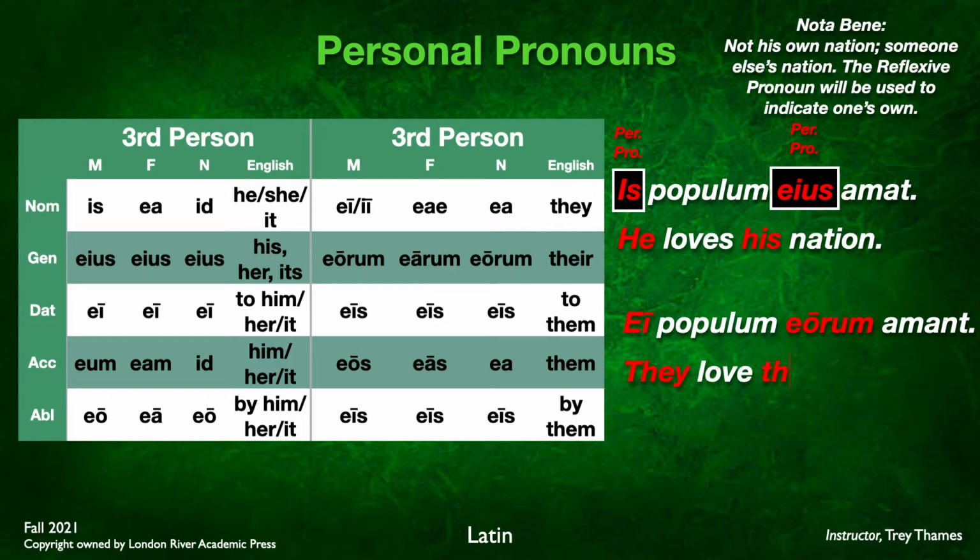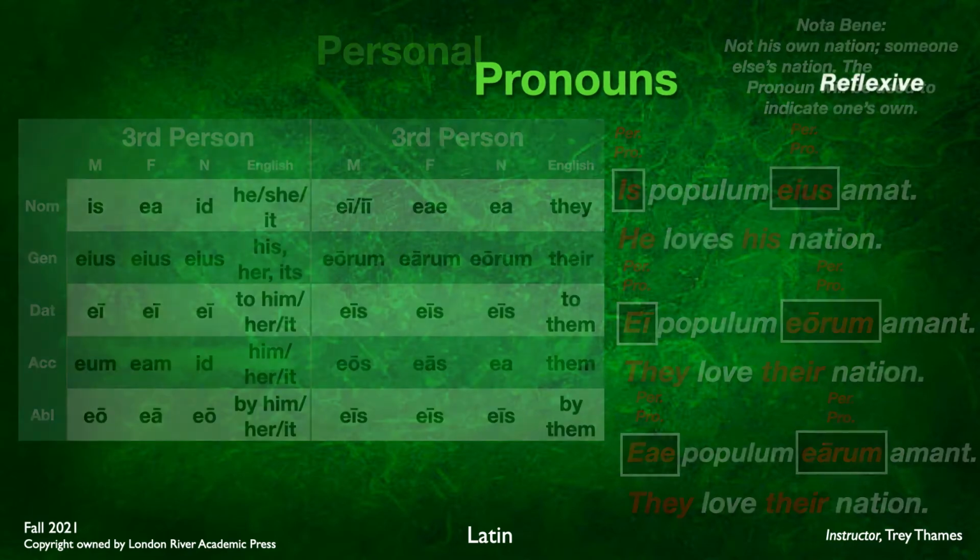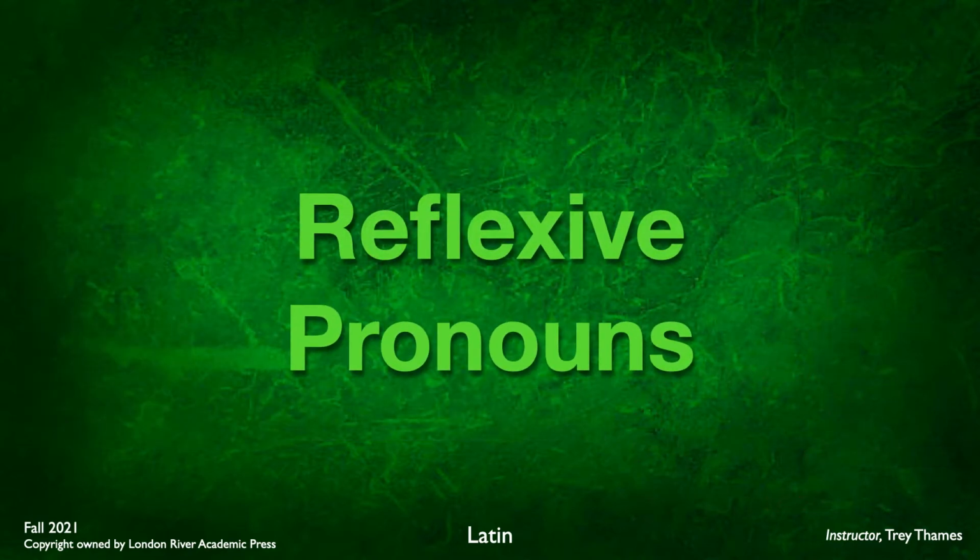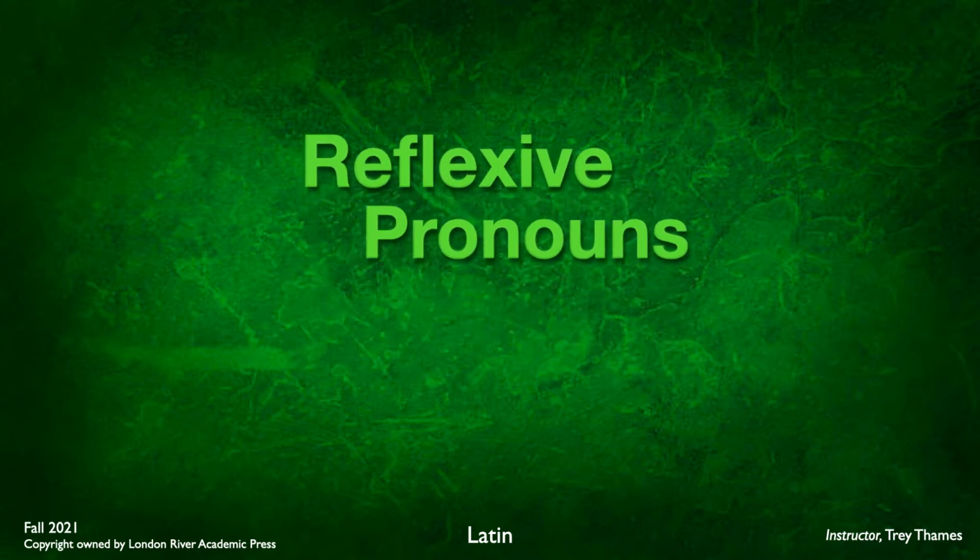Here's another example. Ei populum eorum amant. All right, we've got ei. Again, this is the masculine plural nominative for the subject, ei. We got eorum, the genitive masculine plural, and it's they love their nation. All right. If we need to, we'll talk about it some more in class. But right now, let's look at the next part of this chapter, which is the reflexive pronouns.